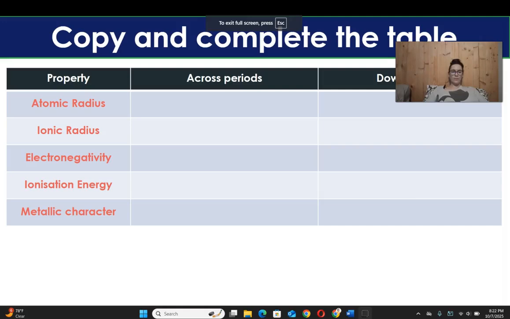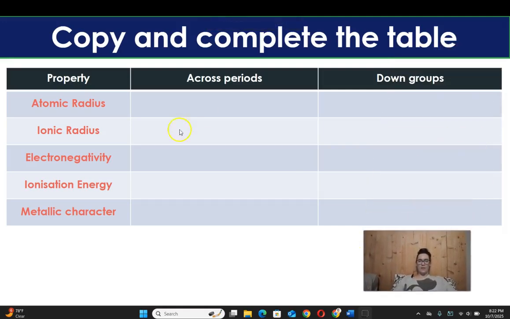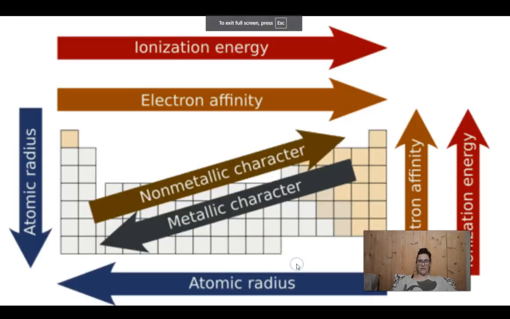So you guys can practice this by summarizing these trends of atomic radius, ionic radius, electronegativity, ionization energy, and metallic character across periods and down groups. And here is a summary picture here to help show you the trends that we've talked about.